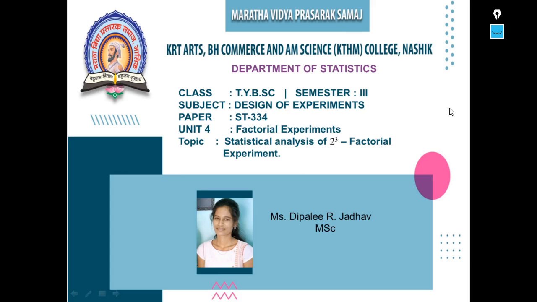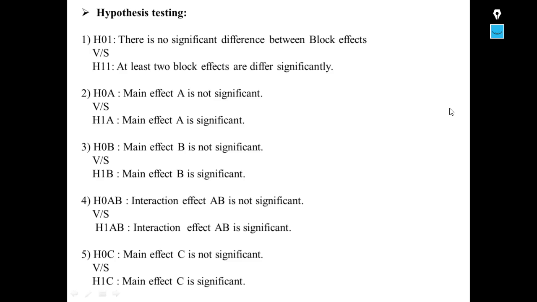In this, we will discuss hypothesis testing, then formulas for sum of squares, and after that we will discuss the ANOVA table. So let us discuss these topics. So here we have these different hypotheses for main effects, interaction effect and block effect.